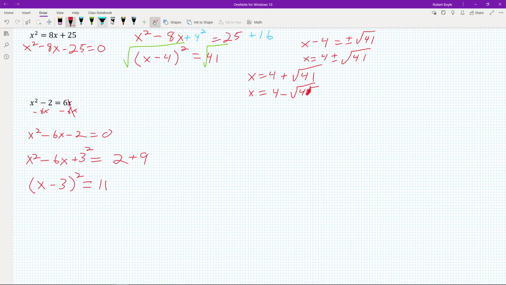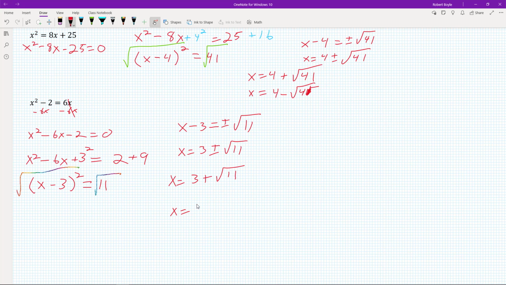And now we can go and take the square root of both sides. Let's use rainbow ink this time, just for kicks. And if we do, we will have x minus 3 is equal to plus or minus the square root of 11. And then we can move 3 to the other side. That'll give us x is equal to 3 plus or minus root 11. And our two solutions will be x is equal to 3 plus the square root of 11, and x is equal to 3 minus the square root of 11.